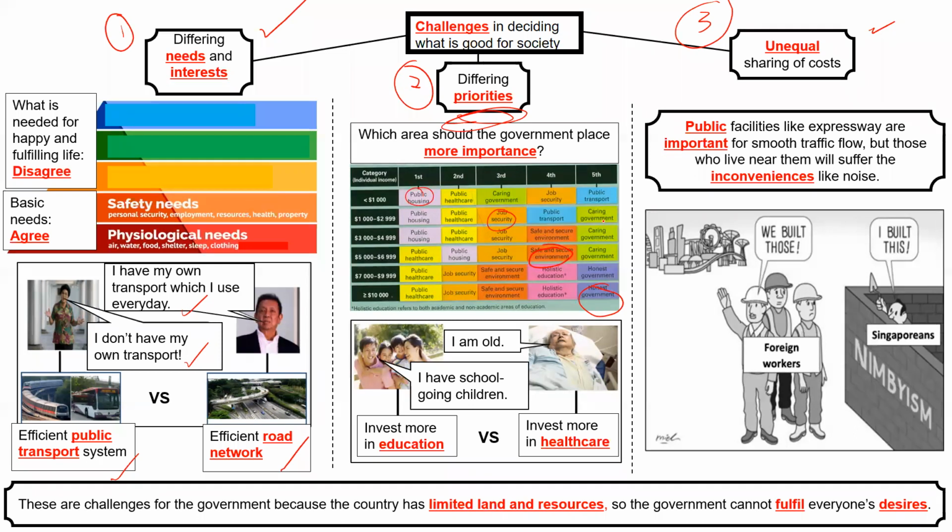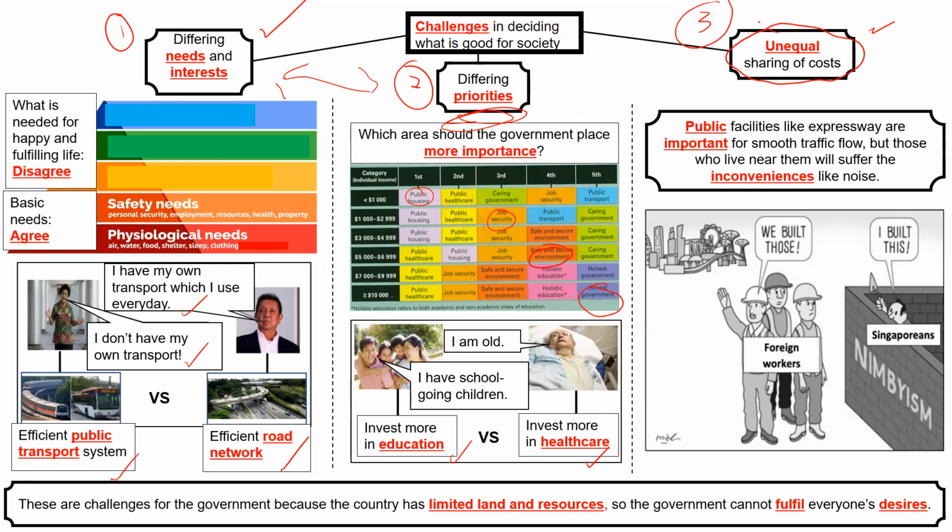Okay, so for example, our older generation may think the government should spend more on healthcare, whereas the younger generation or young parents may think the government should spend more on education. So basically they have a different priority. Okay, so you can see it's actually a bit similar, these two factors. But the different one, the third factor, which is unequal sharing of cost, what does that mean?